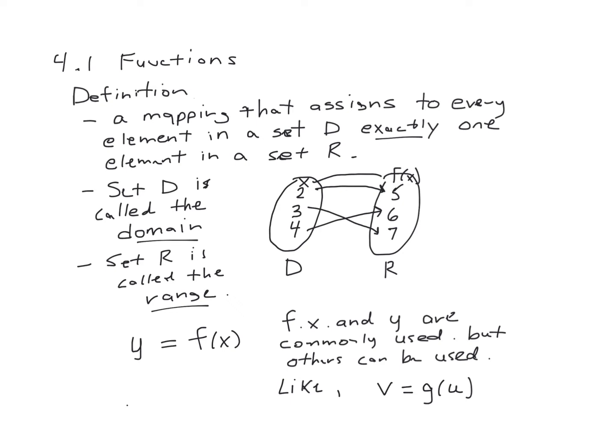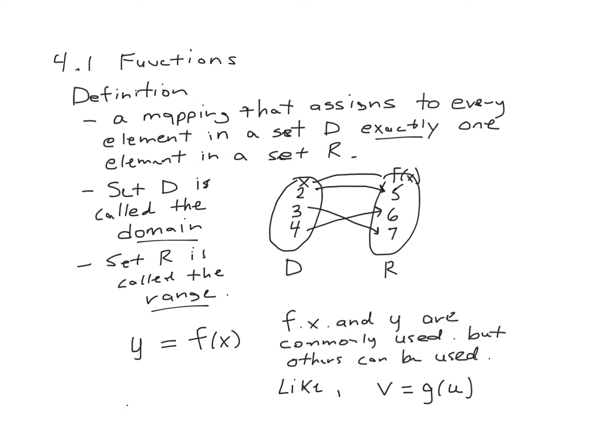But it doesn't have to be that. It could be a and b, e and f, and so on. Set D is called the domain of the function. So in the function that I have here, that is mapping x to f of x, the domain would be 2, 3, and 4. Set R is called the range. That is what each element in the domain is mapped to, and the range here would be 5, 6, and 7. You can see that each element of the domain has exactly one output.